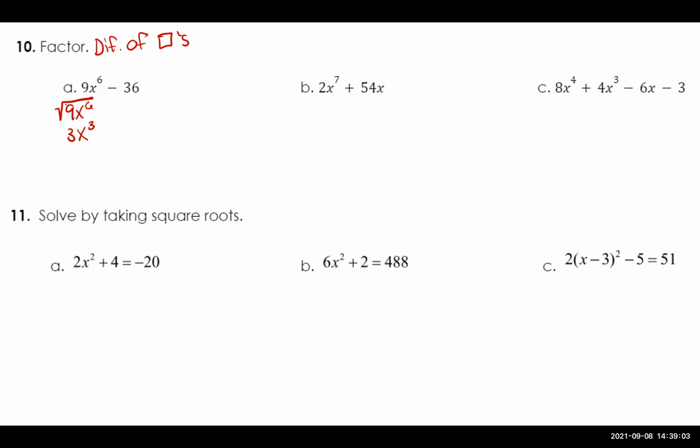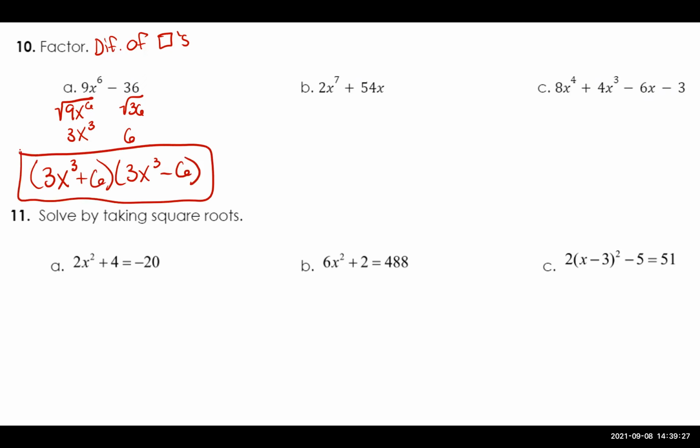divide it by 2 because I'm taking the square root. So 6 divided by 2 is 3. And that's how I got this exponent. Then we have the square root of 36 is 6. So I'll have one parentheses with 3x to the 3rd plus 6 and 3x to the 3rd minus 6. And that is our difference of squares pattern. For part B, at the moment, these are not perfect squares and they don't seem to be perfect cubes either.